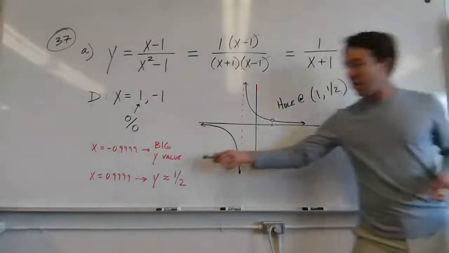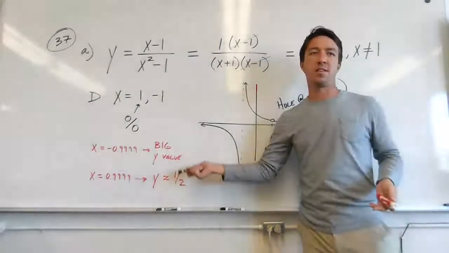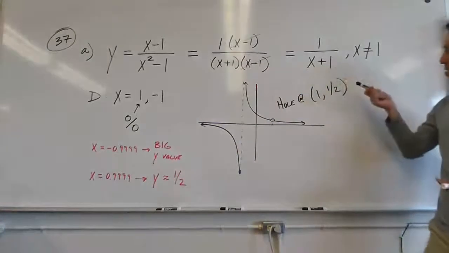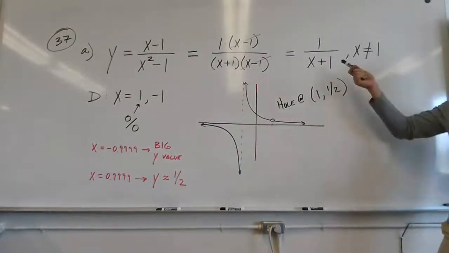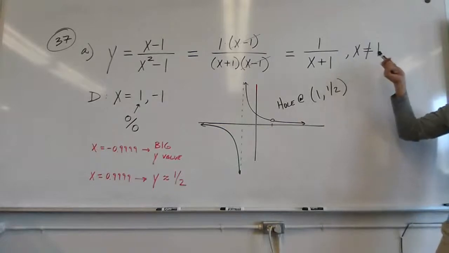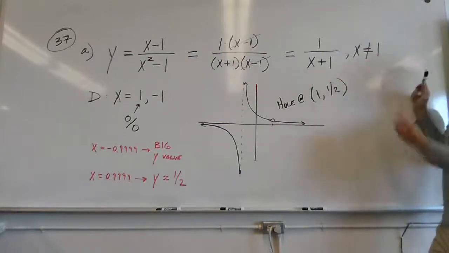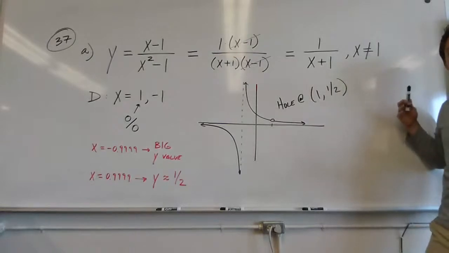Do you have to do this whole line of reasoning every time? Of course not. There's a very simple method. What's all I got to do to figure out where the hole is on a graph? If I know there's a hole, I just got to plug in the forbidden value into the function, right? So that's all you got to do.